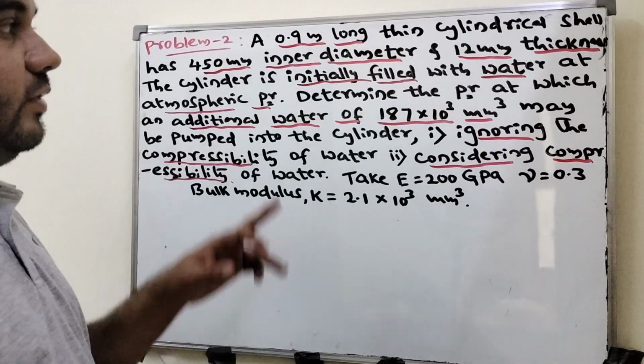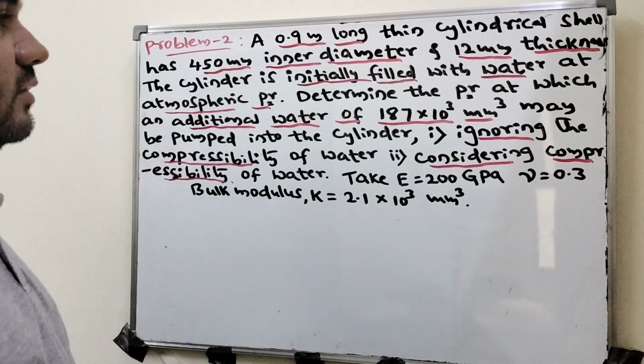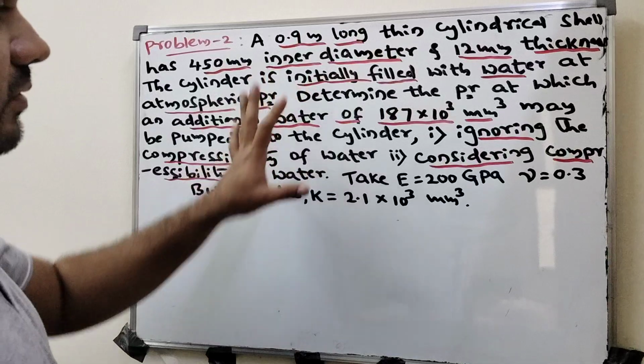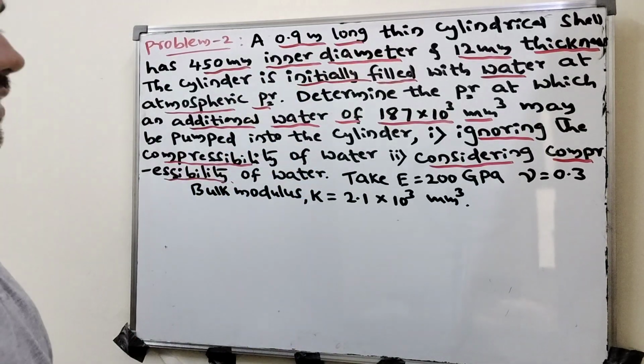We'll go for the next problem of thin cylinder here. This is problem number 2. First we will read the problem, write down the data that is given, and try to solve for the unknown values.